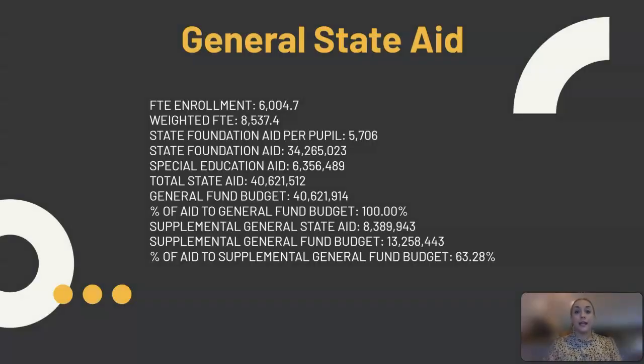So general state aid is our next area to focus in on. This is also known as state foundation aid, and these amounts are paid to the district during the school year. State aid is typically determined by taking the general fund and then subtracting it from the local tax revenue.